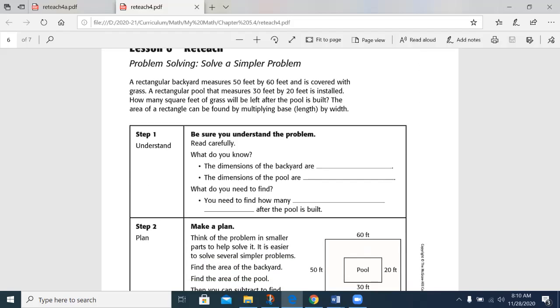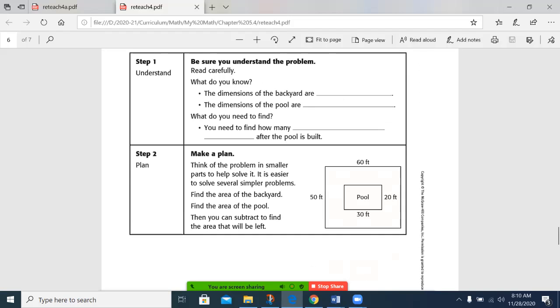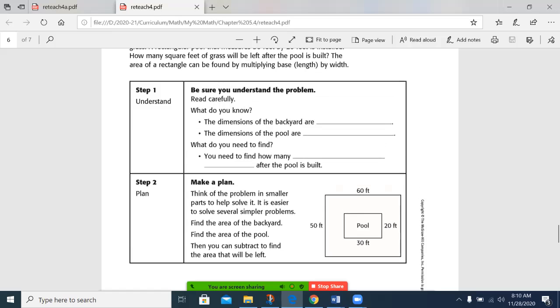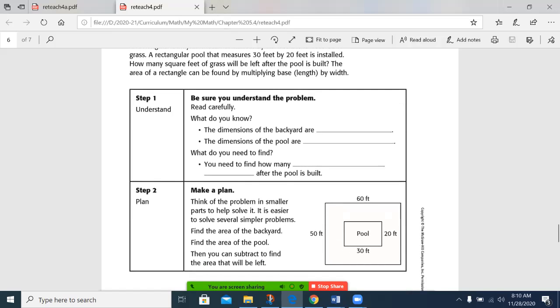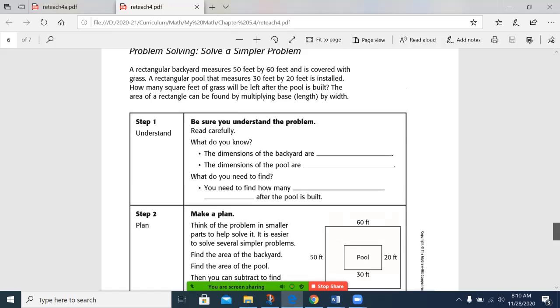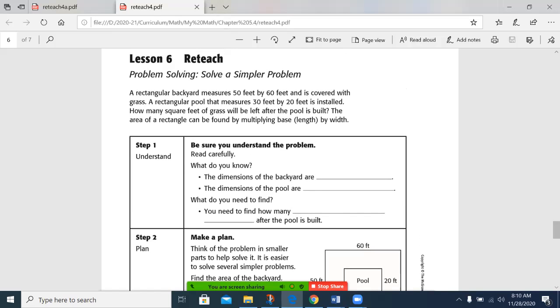The area of a rectangle can be found by multiplying base or the length times width. So essentially, we're going to have 3 problems here. We're going to have finding the area of this rectangle, finding the area of this rectangle, and subtracting this one from that. But first, understanding the dimensions of the backyard, and I need my annotation tool right off the bat here. And these come right out of the story problem, if you're wondering where these numbers come from.